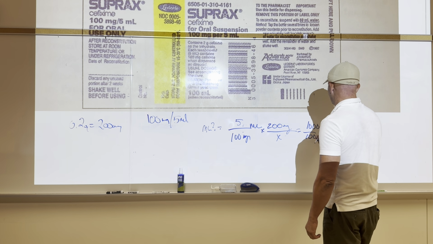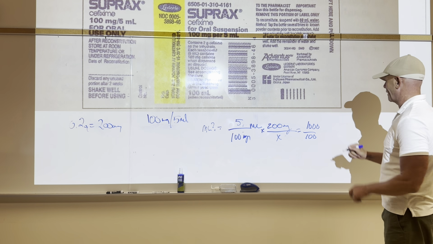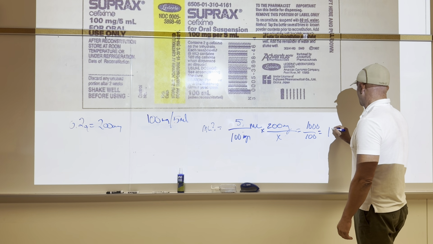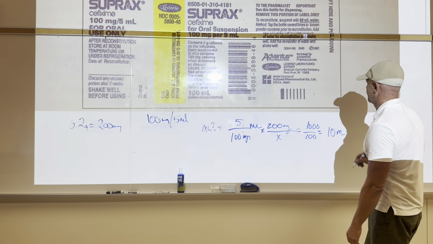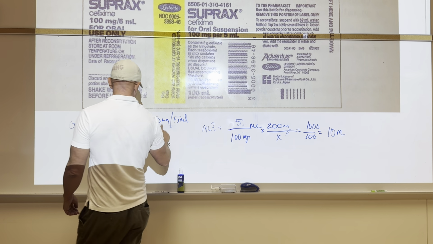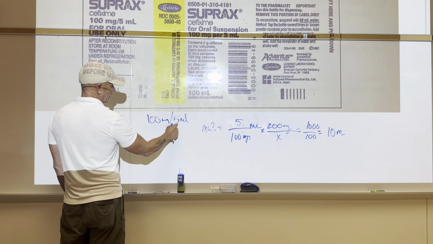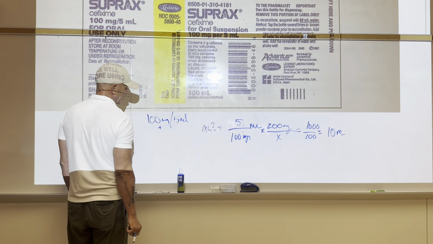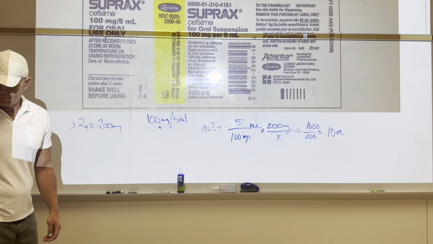So what's 1,000 divided by 100? I just gave you an answer. It is 10 mLs. Okay? Because 100 milligrams and 100 milligrams is 200 milligrams. 5 and 5 is 10. So whatever you're doing, you just double that. Okay? That's your answer, 10 mLs.